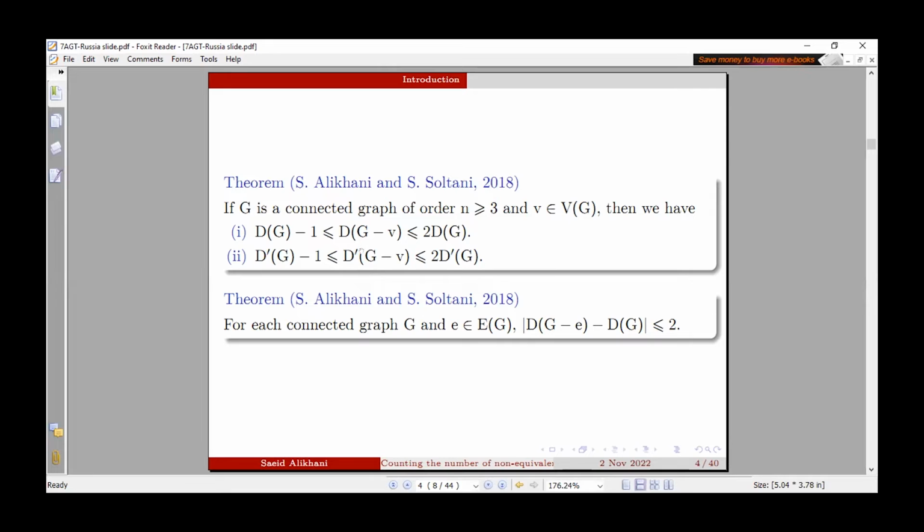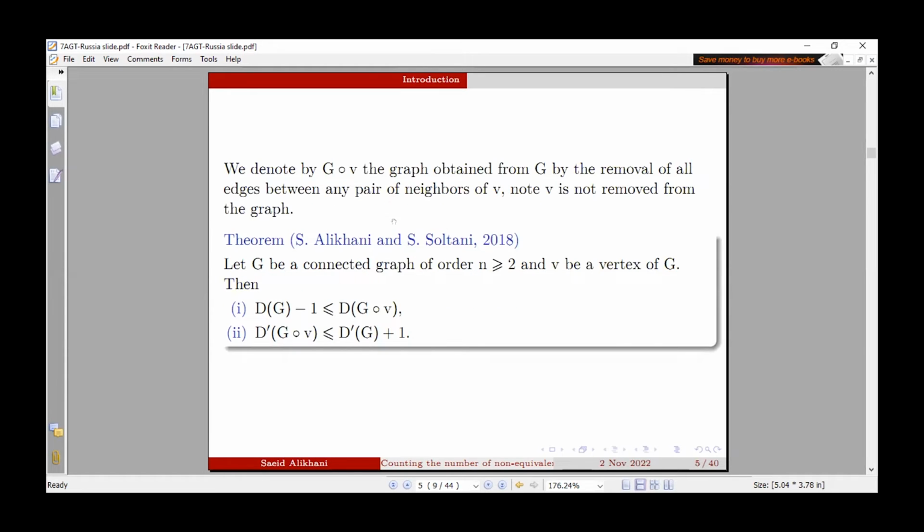Again, we have a similar result for the edge distinguishing number of a graph. And in the second theorem in this slide, you see that if we remove an edge from a graph, then the distinguishing number of G minus e decreases by at most 2 and increases also by at most 2. And there are many other operations on graphs for which we can study the distinguishing number and index. For example, you see here the contraction of a vertex.